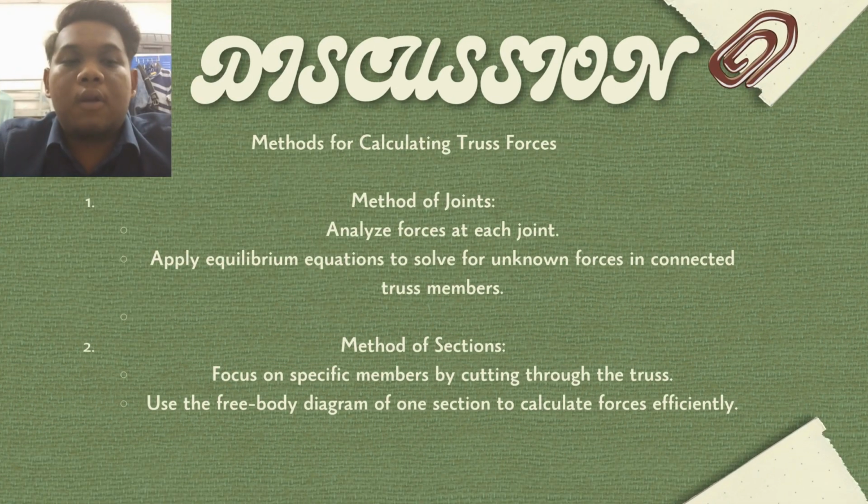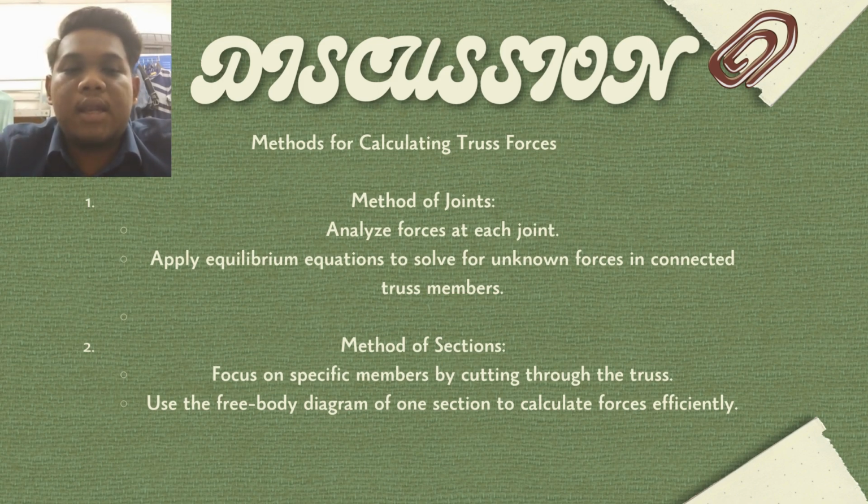So for the methods of calculating truss forces, there are two methods to calculate the forces. One of them is the method of joints. Analyze forces at each joint. Apply equilibrium equations to solve for unknown forces in connected truss members. Number two is the method of sections. Focus on specific members by cutting through the truss. Use the free body diagram of one of the sections to calculate forces efficiently.